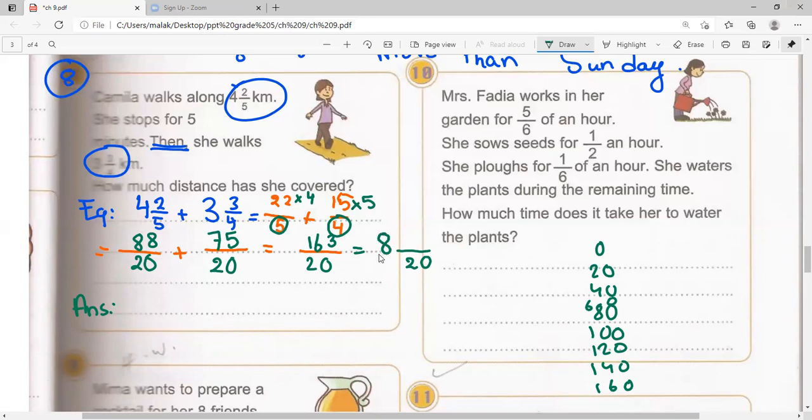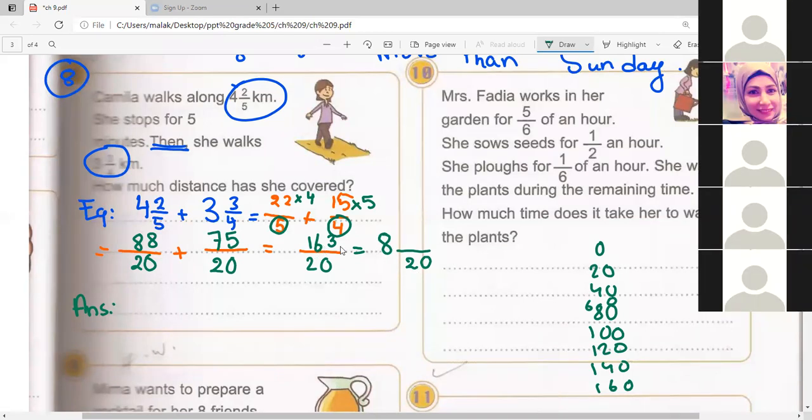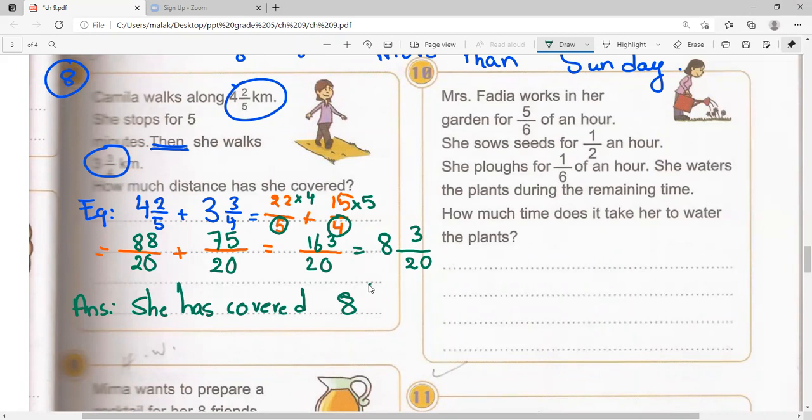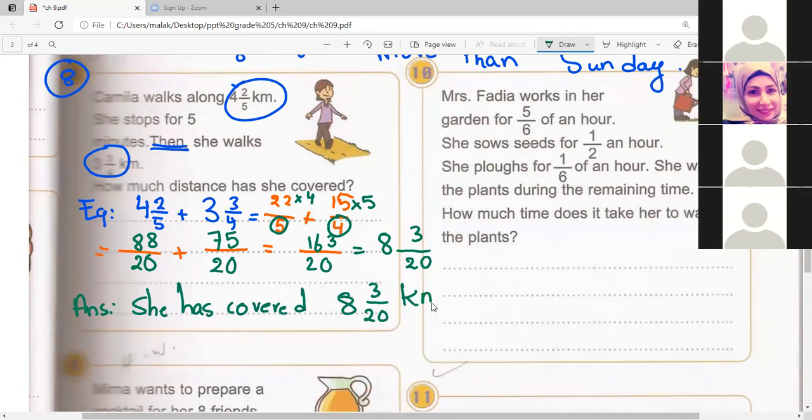From 160 to 163 we need how much? 3. So she covered 8 kilometers with 3 over 20, meaning she covered more than 8 kilometers. Did you see? Yes. Maybe she is training for the marathon. She has covered 8 and 3 over 20 kilometers.